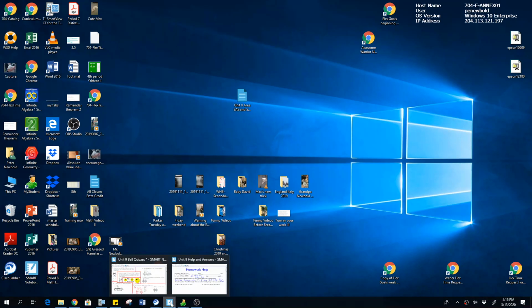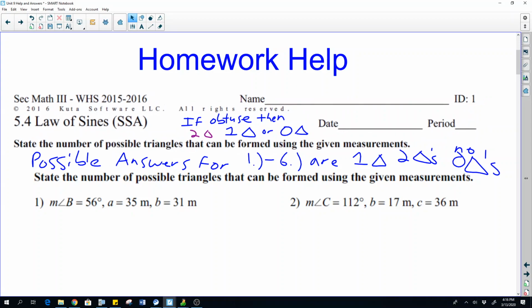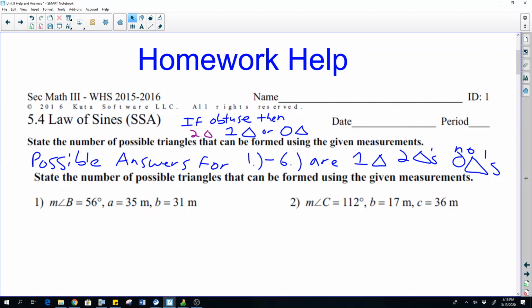So here is jumping into law of sines, which is side-side-angle, with the possibility of having one, two, or no triangles. If obtuse, it could be one, zero triangles, or two triangles actually, we found out in second period. Let's see here. So these are our possible answers, especially for numbers 1 through 6.